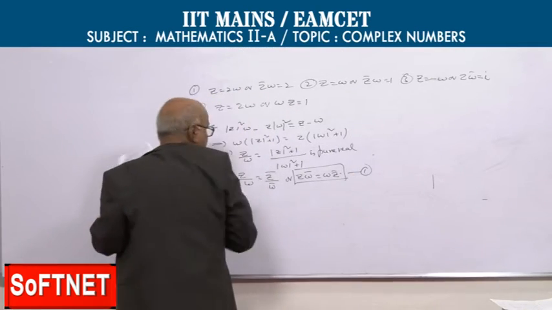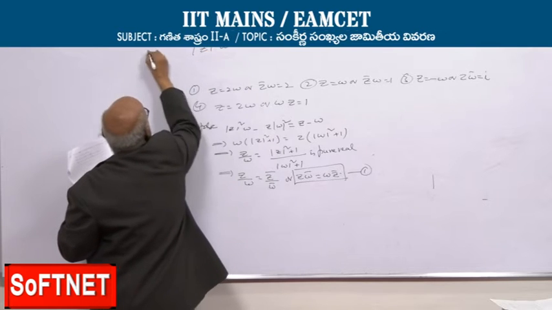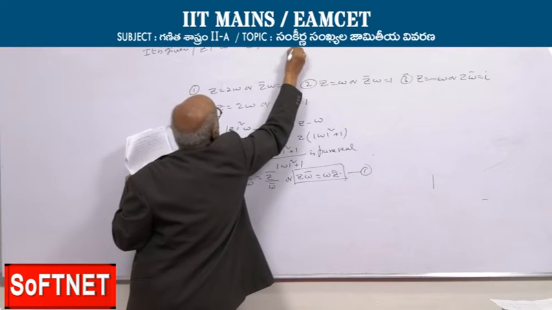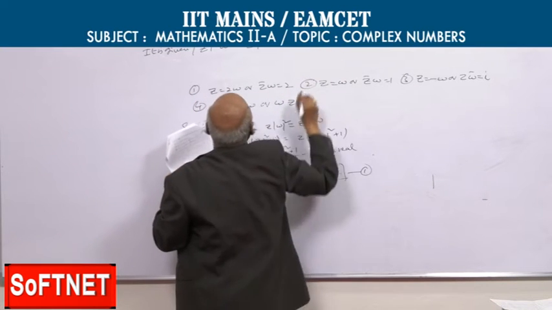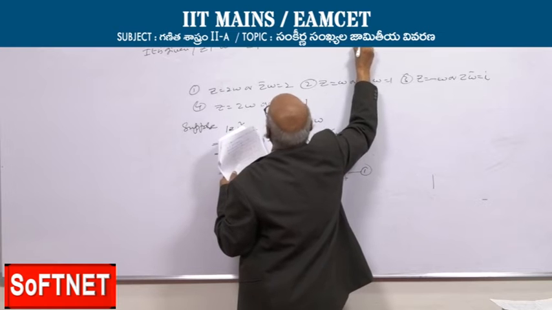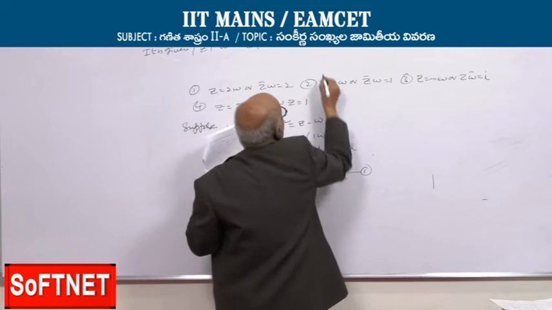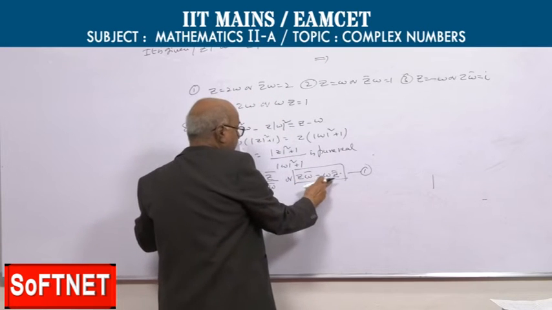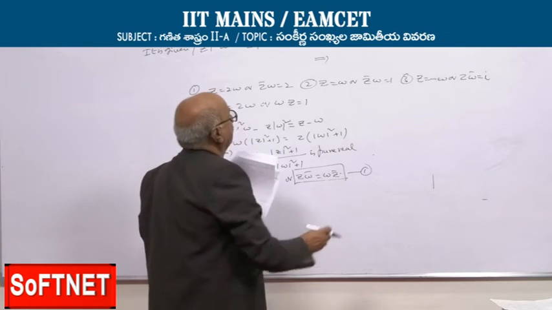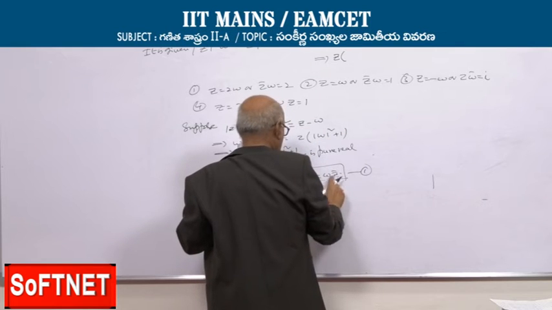Now we substitute. What is the hypothesis you are given? Mod z square omega minus z into mod omega square is equal to z minus omega. So z z bar omega minus z omega omega bar is equal to z minus omega. But you have seen that omega z bar is equal to z omega bar, that is z bar omega. Z omega bar is equal to z bar omega. So you can write that is z into z bar omega is z omega bar.